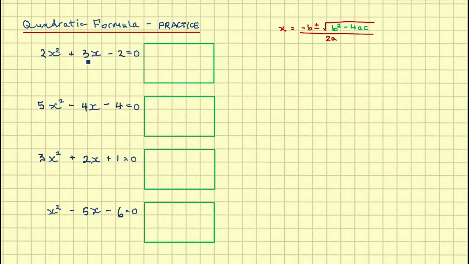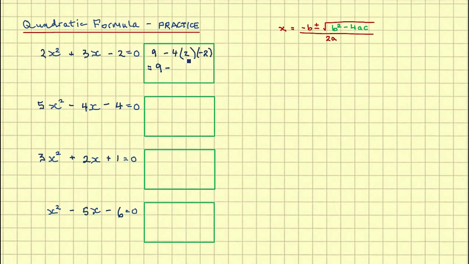So the discriminant is b squared minus 4ac. b is 3, a is 2, and c is minus 2. So b squared is 3 squared, which is 9. So then minus 4 times ac. So 4 times 2. If I put them in brackets, it means you're less likely to make a mistake because it's so easy to leave off that sign. So I've got minus 4 times 2 times minus 2.